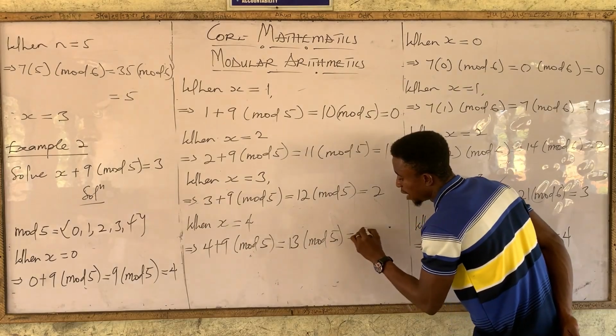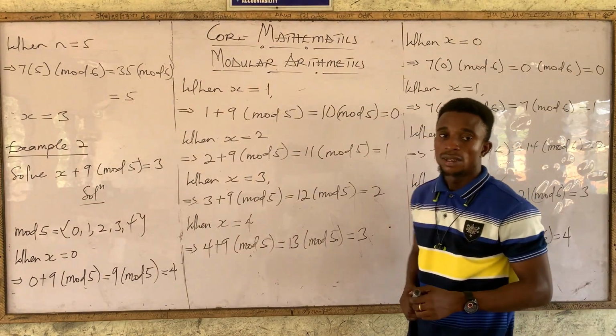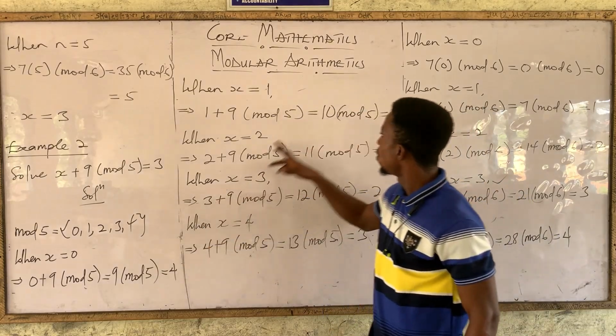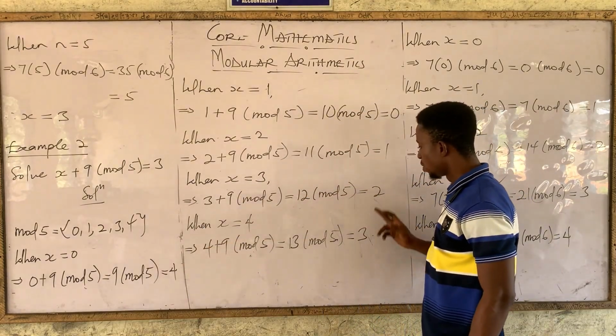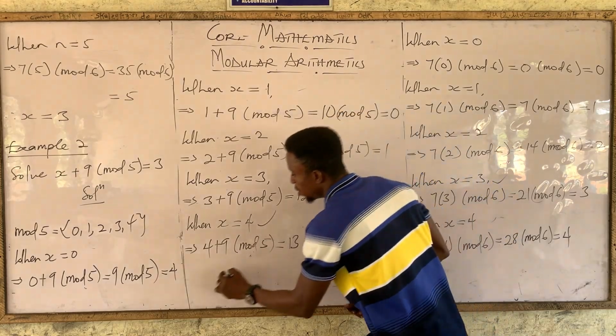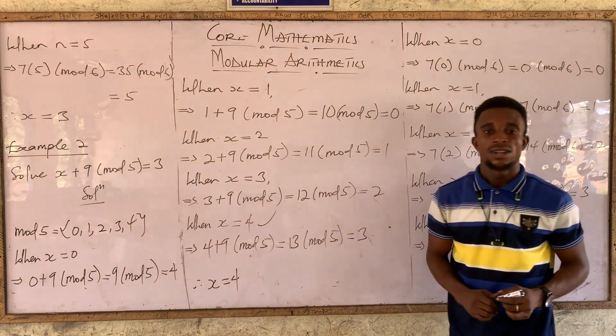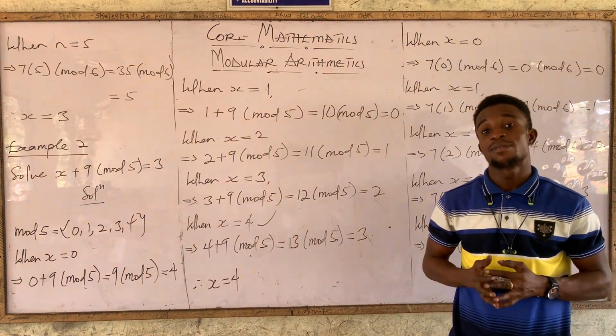So that one too gets me 3. So since we are done, this one is getting us 4, 0, 1, 2, and we are having the 3 here. It's only 4. So therefore, x is equal to 4. Please, are we getting that? Isn't this simple? Okay.